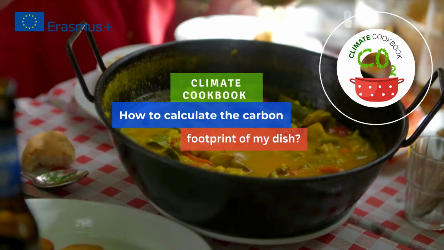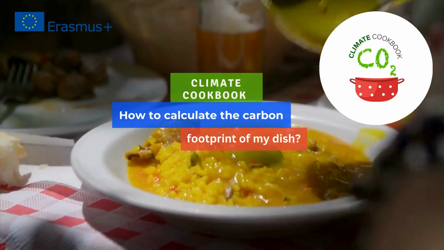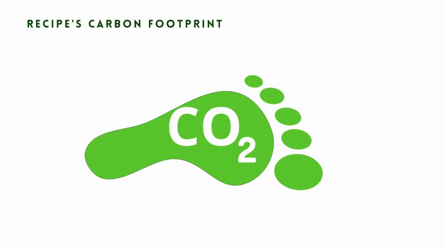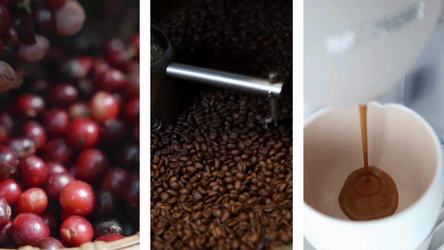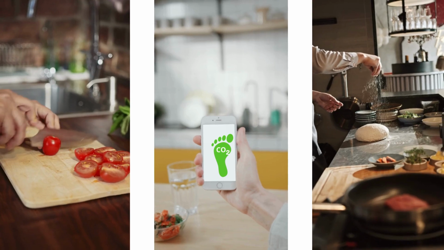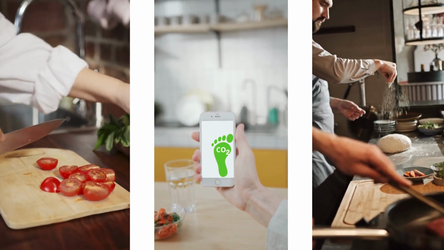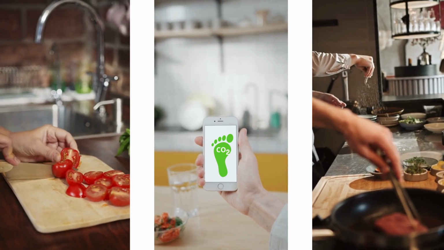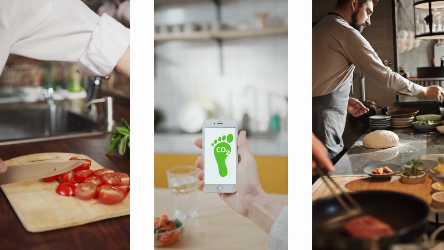How to calculate the carbon footprint of my dish. The recipe's carbon footprint calculation includes an estimate of the amount of greenhouse gases associated with all stages of ingredient production, cooking, and serving. The carbon footprint of dishes can provide insight into the climate and environmental impact of food preparation and help identify areas for improvement.